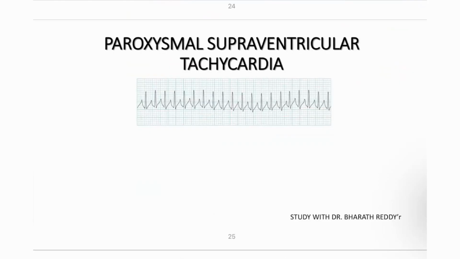Next, moving on to paroxysmal supraventricular tachycardia. Paroxysmal supraventricular tachycardia is most commonly seen in children. Childhood patients we are going to see. Again here also the P wave is absent, but the difference between atrial fibrillation and paroxysmal supraventricular tachycardia is that it is a regular rhythm. That is the main difference here.